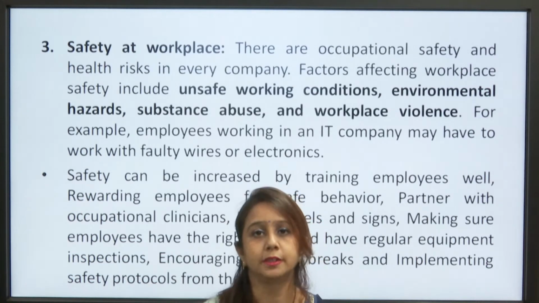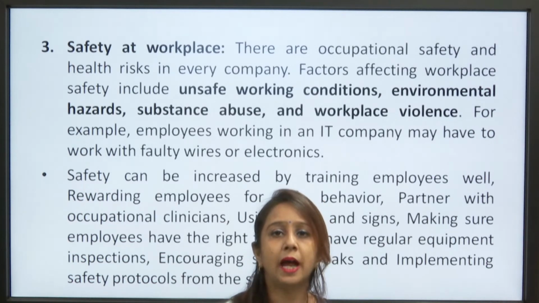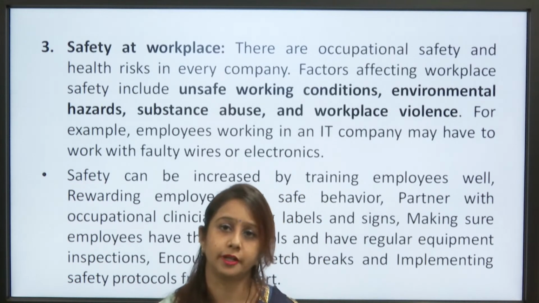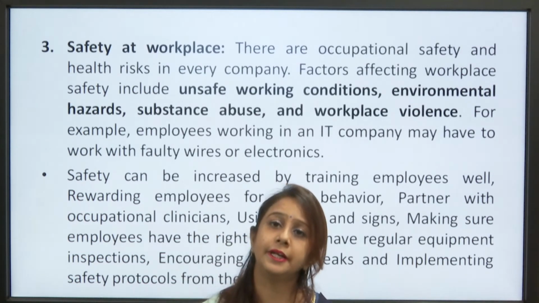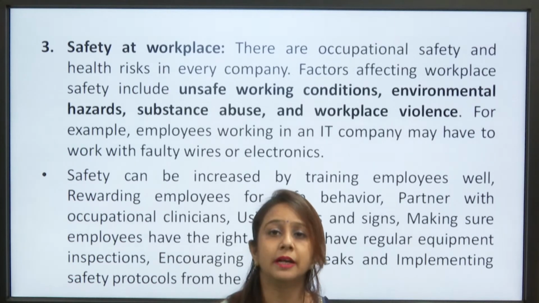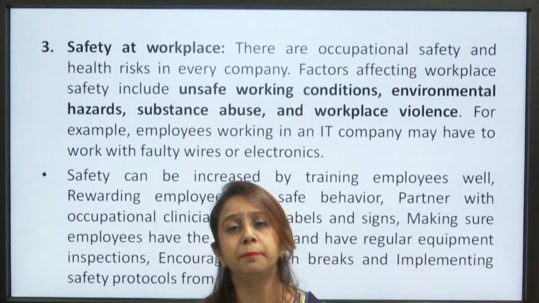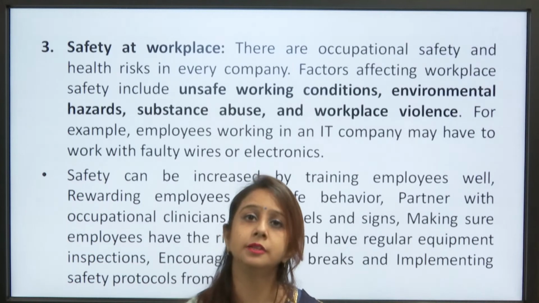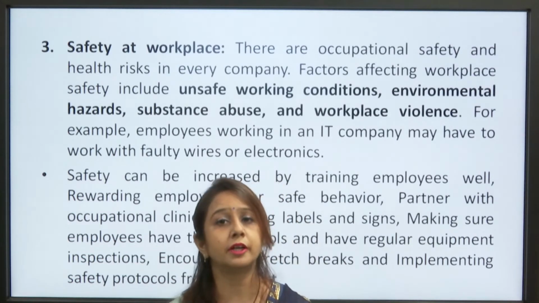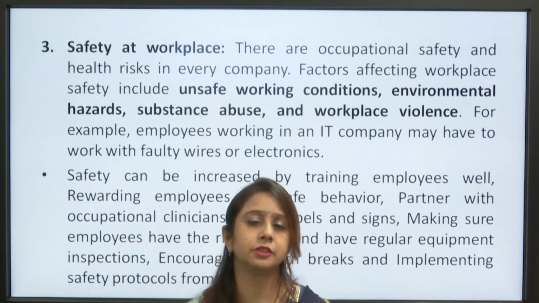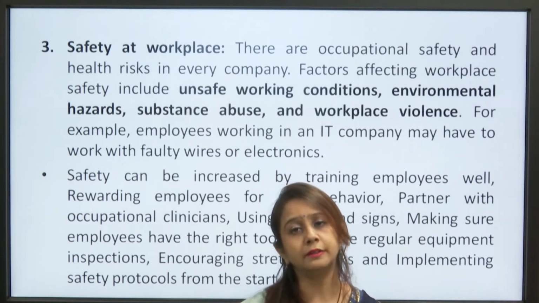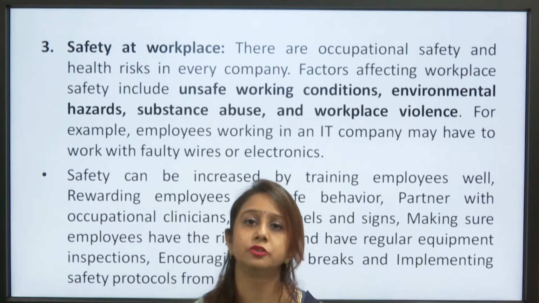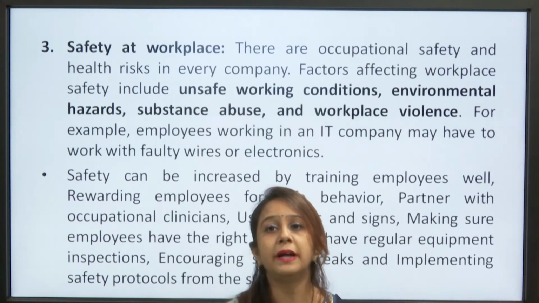and workplace violence. For example, employees working in the IT company may have to work with faulty wires and electronics. Now, in this particular example, it becomes important for the organization to properly maintain and check from time to time that different kinds of maintenance work are performed in the IT company, which has been ignored by the organization to a large extent. So this is important if there is work going on in your organization, whether related to manufacturing or to other operations of the organization, the different maintenance parts, the safety parts of the organization need to be checked out. Safety can be increased by training employees well.